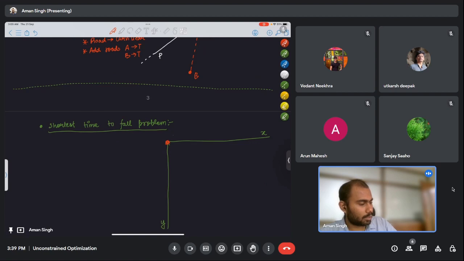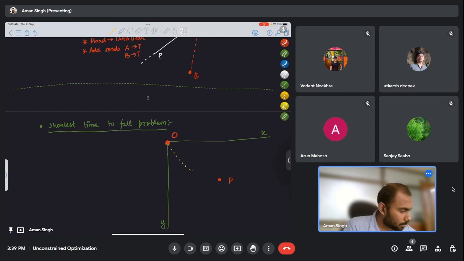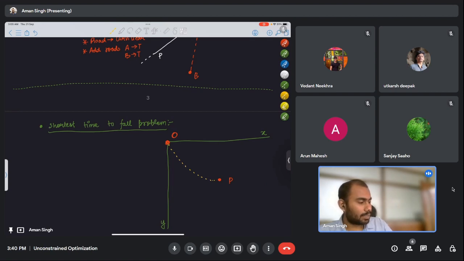Let me call this A, and let me call this O. And there is another point P here. So the task is I have to find this curve. It can be any curve, any function of x and y. I mean, this can be any curve like y equal to f(x).